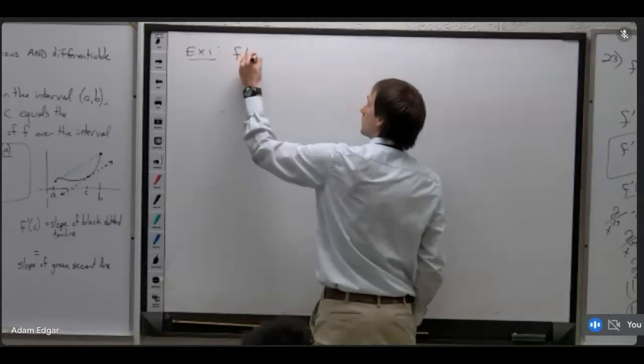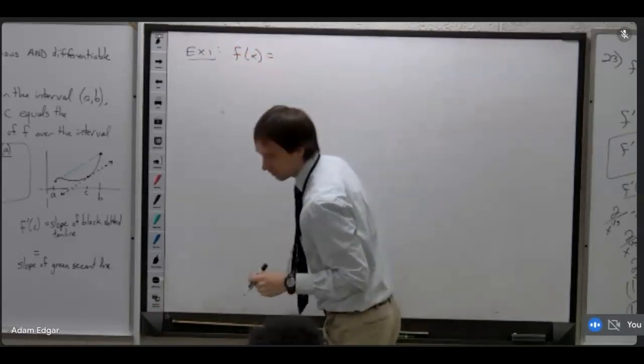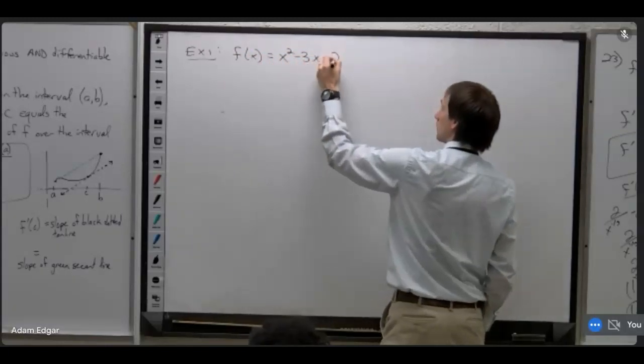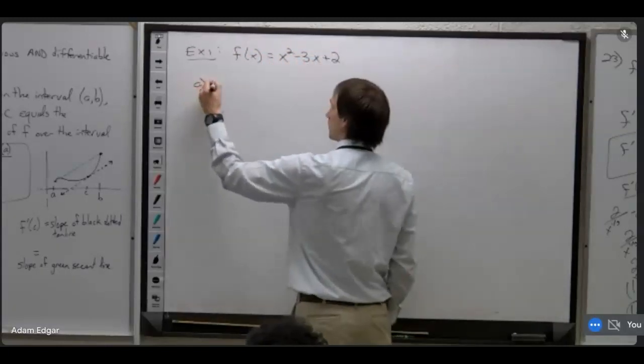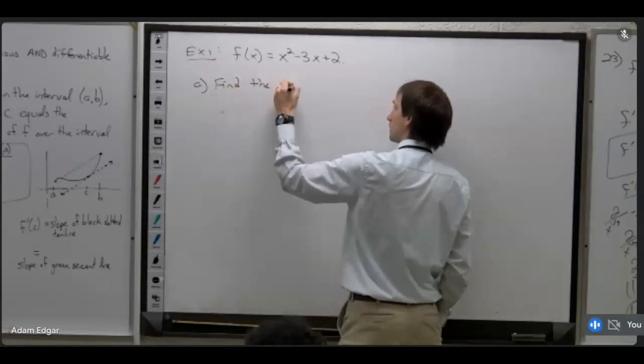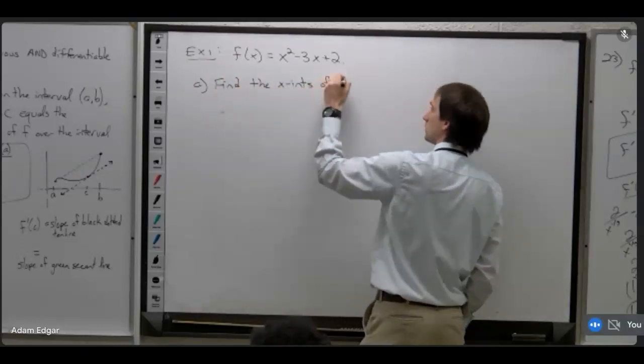So here's your function, f of x equals x squared minus 3x plus 2. Find the x-intercepts. So you all do part A right now. I'll finish writing this down.